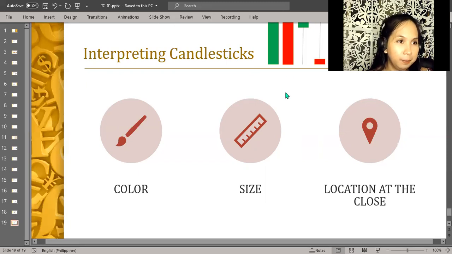Now, lastly, we have the location of the close. Location of the close in the candle sets also the interpretation. The closer the close is to the high, the more bullish it is, and the closer the close is to the low, the more bearish it is. As you see on the third example here and fourth, respectively. Okay, now this covers our topic for today.